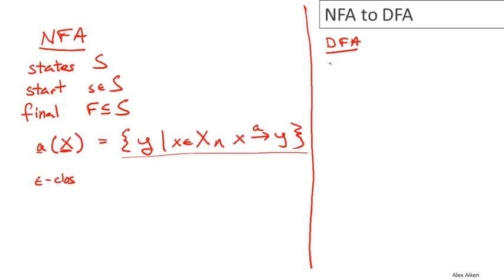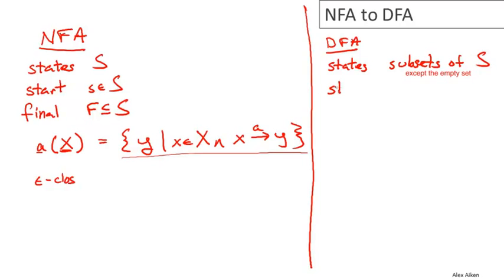So let's begin with the set of states. The states will be the subsets of S. So the states of the DFA will be all possible subsets of the states of the NFA. So there'll be one state of the DFA for each possible subset of states of the NFA. And of course, this is potentially a very big number, but it's still finite. And so we can use that set of subsets of states as the state space of the deterministic machine.